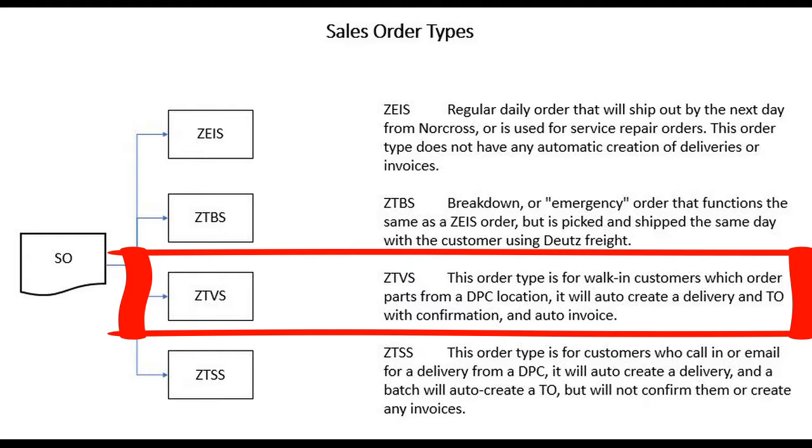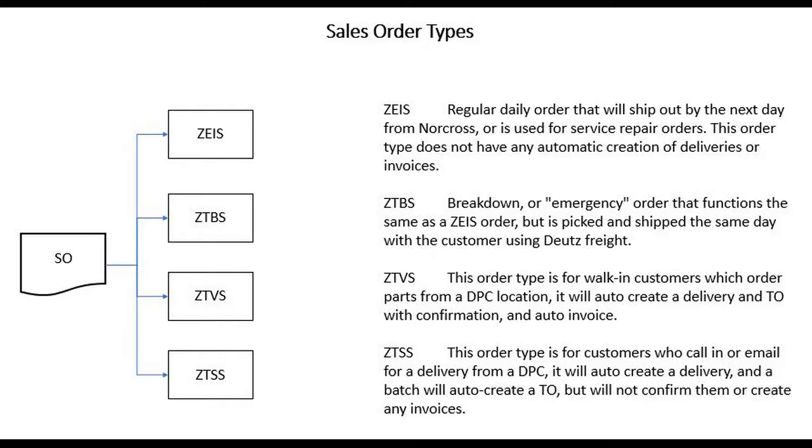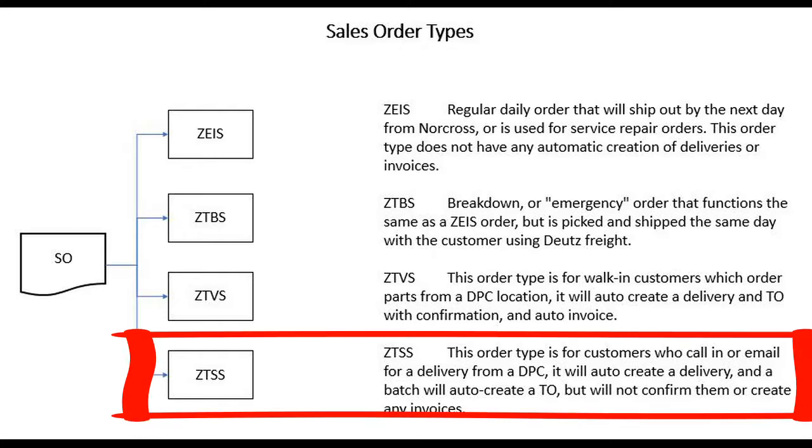Finally, order type CTSS is an order type for customers who call or email for a delivery from your location. It will auto-create an outbound delivery, and a batch process will auto-create a TO, but it will not confirm them or create any invoices. This should be used for most orders that are not walk-in customers, but require an item to be picked and packed with an outbound shipment from your DPC location.